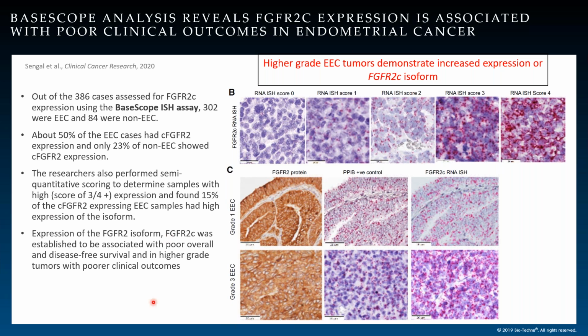And what they found was the grade 3 or the higher grade of tumors showed even higher expression of the FGFR2C isoform, again indicating that it could potentially be a good prognostic marker to show poor prognosis and overall poor disease-free prognosis in these endometrial cancer tumors. So using the BaseScope assay, they were able to analyze samples and establish a prognostic value for the FGFR2C isoform in these tumors.